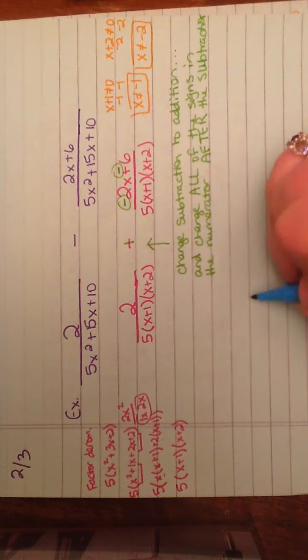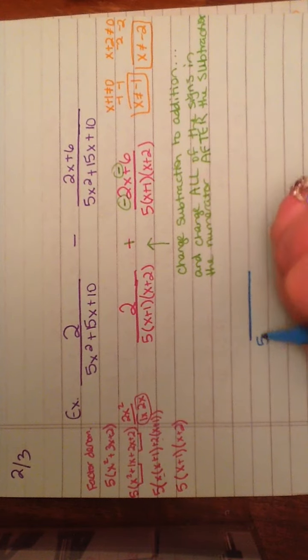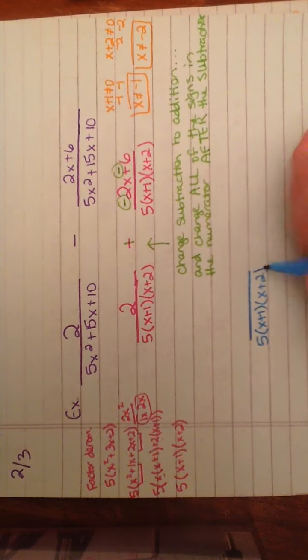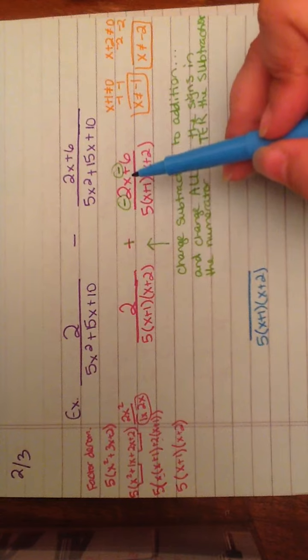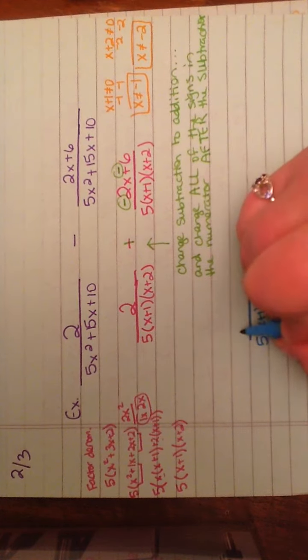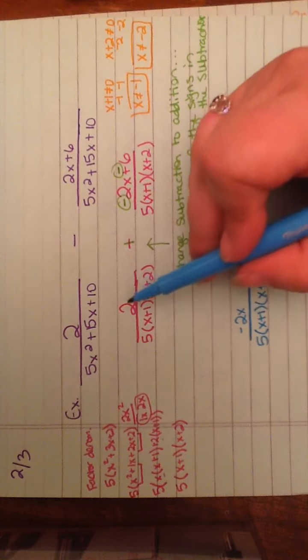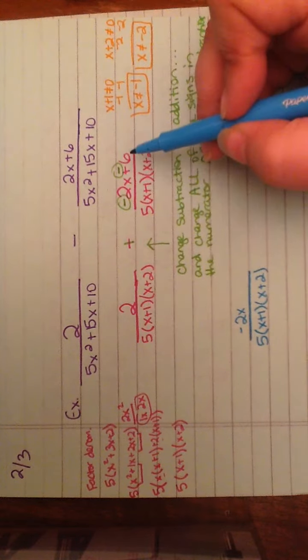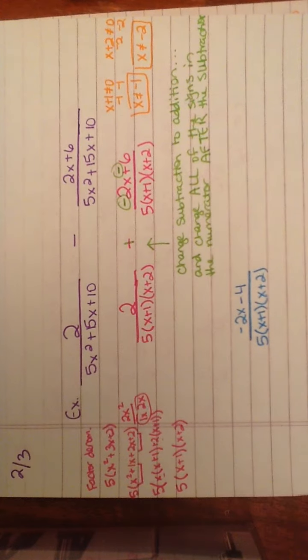Okay, next we are going to add. So we are going to keep my denominator the same. So it's 5 times x plus 1 and x plus 2. And then I need to add the like terms. So the first thing I want to look for is anything with an x. This negative 2x has an x, so I'll bring that down. Notice it's negative because of the sign change. And then I have 2 and negative 6, so when I bring that down, it's negative 4.